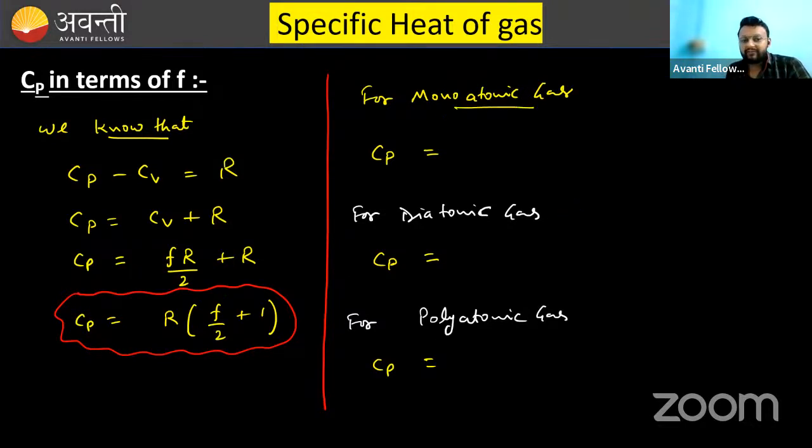For monatomic gas, F is what? 3. So it will be 3 by 2 plus 1, 5 by 2 R. For diatomic gas, F is what? 5. If F is 5, you can place the value 5 by 2 plus 1, that is 7 by 2 R. And for polyatomic gas, F is what? 6. If you place the value of 6, that will be 3 plus 1, 4R.